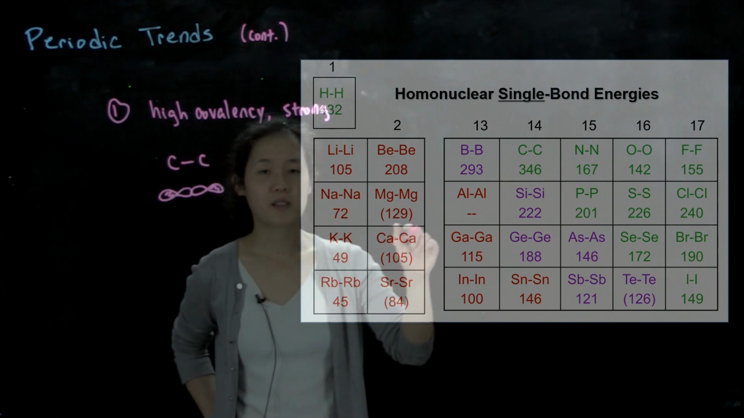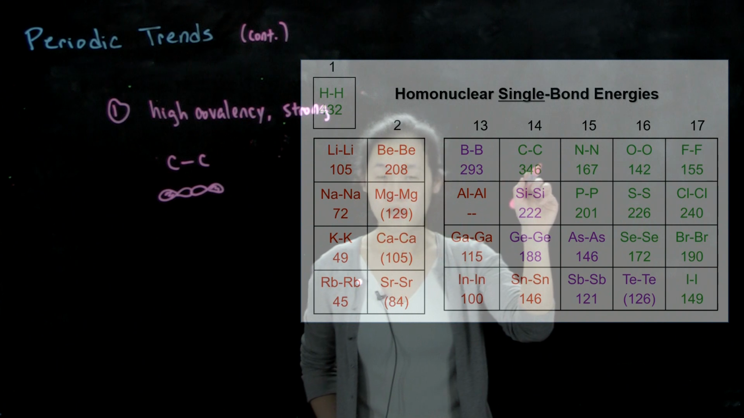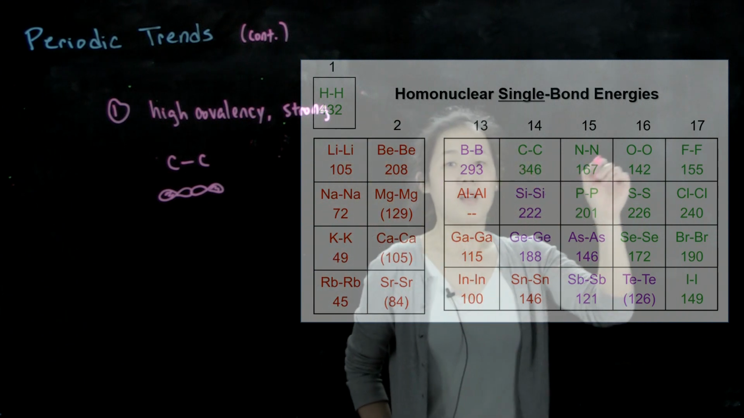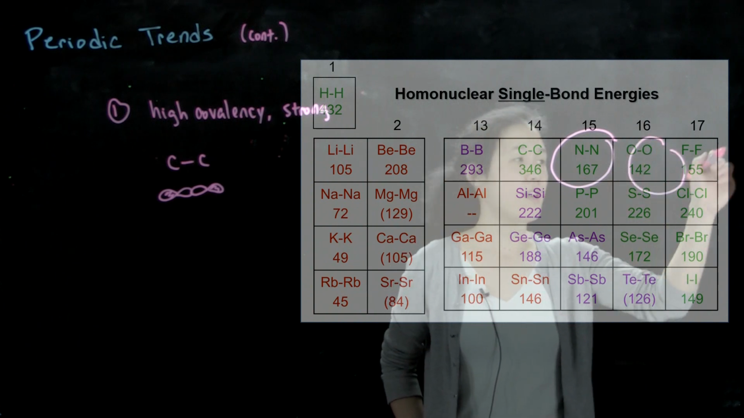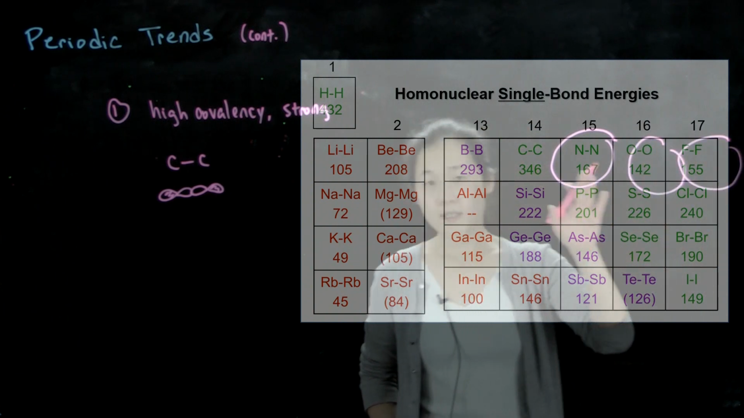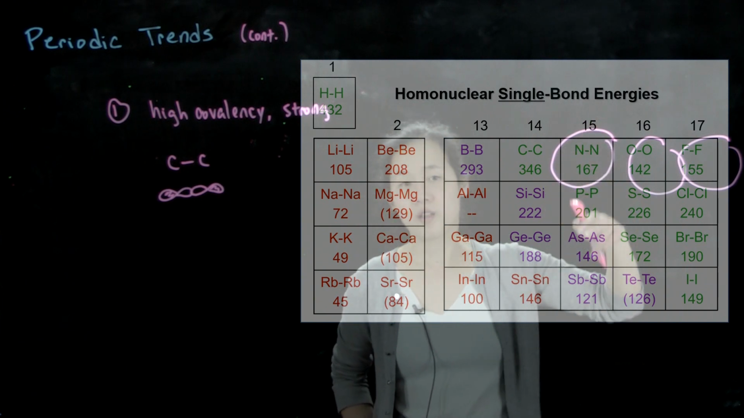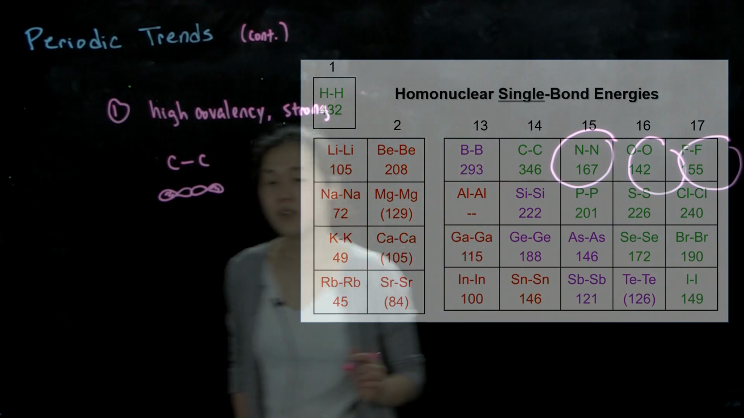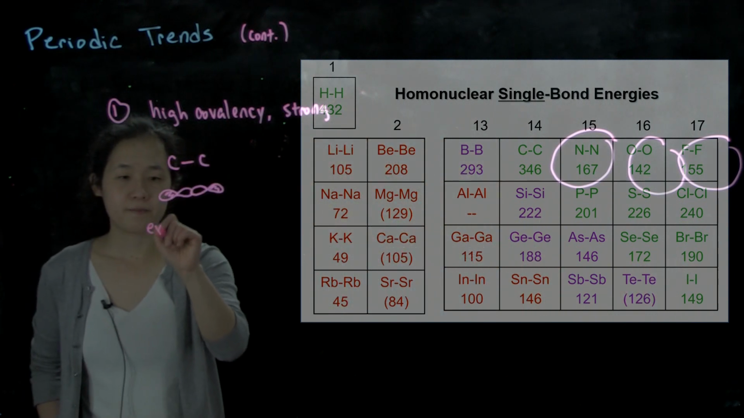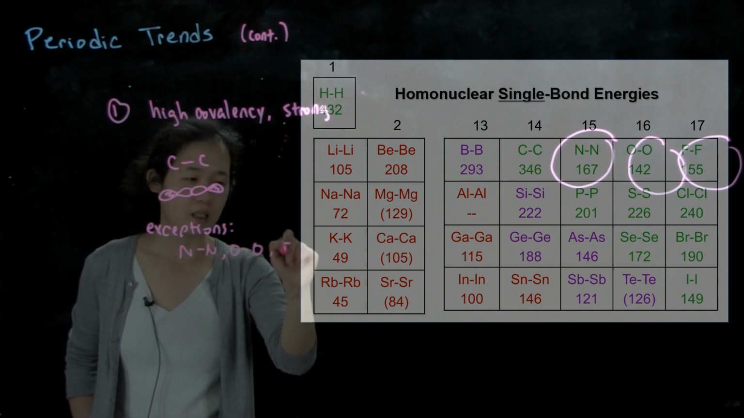So I do want to point out some exceptions here. As we're going across, we're getting stronger bonding. But then as we get to nitrogen-nitrogen, oxygen-oxygen, and fluorine-fluorine, you can see that these single bond energies are actually a lot smaller, and we no longer have the trend that it's higher than below, PP, SS, et cetera. And the reason for this is, so watch the exceptions: NN, OO, FF.